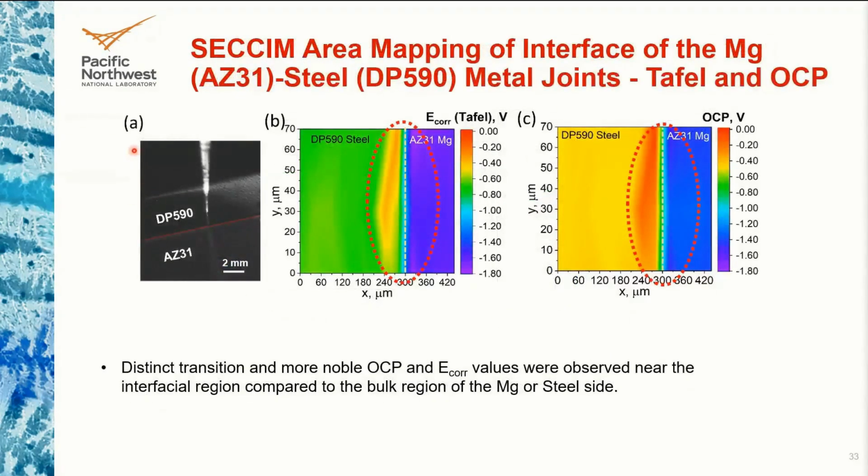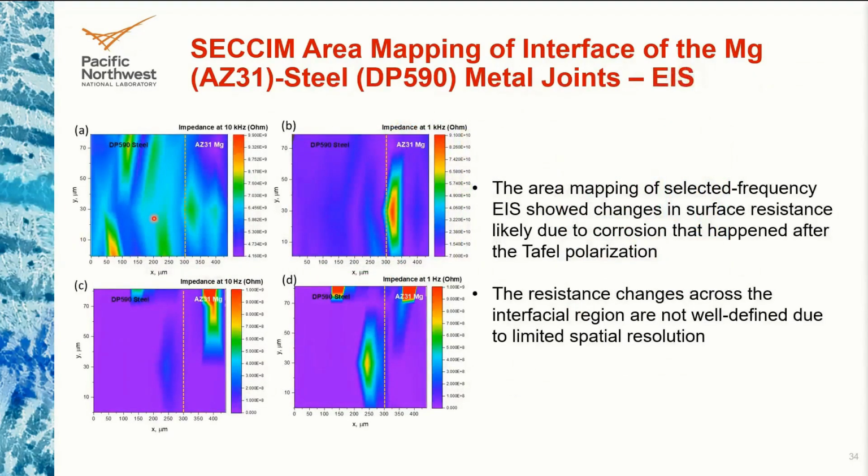And you can also raster around instead of a point to get an image of it. So here is an example where we did the corrosion ECOR and OCP mapping across the interface, where you can clearly see a transition in OCP, or potential, from the steel to the magnesium side, and how the potential distribution changes near the interface. We found that near the interface is more corrosive due to a galvanic coupling process. But the EIS distribution is not very well defined. It's probably due to limited spatial resolution.